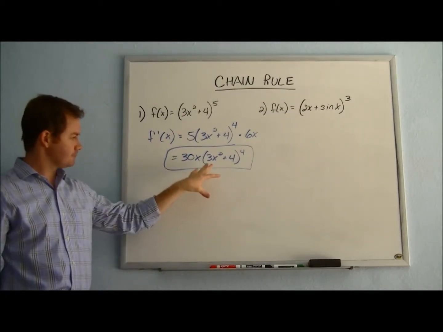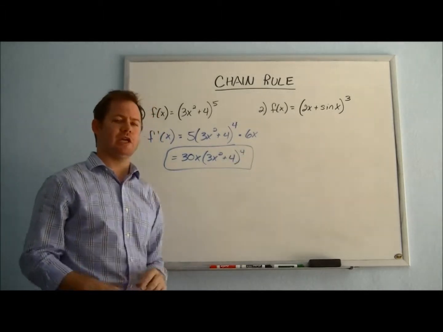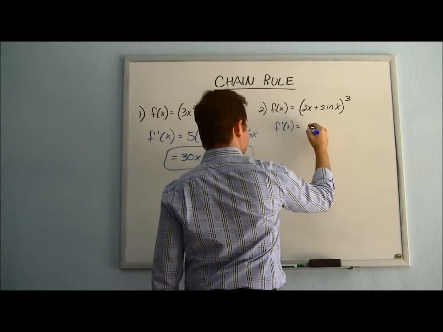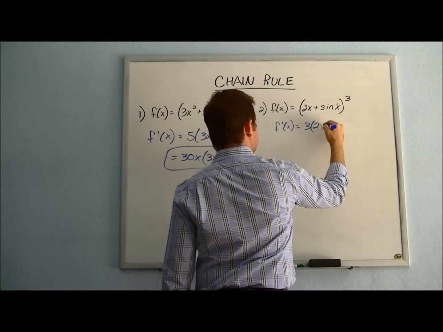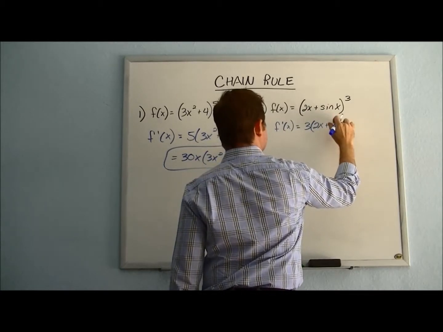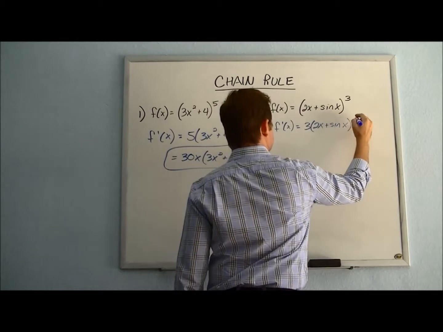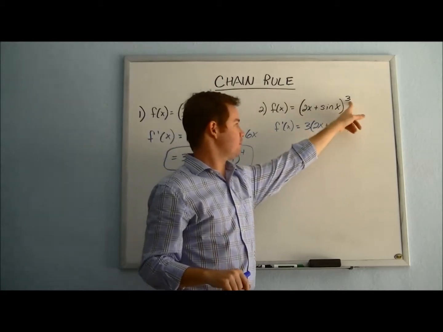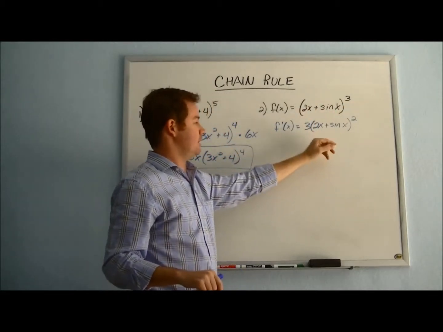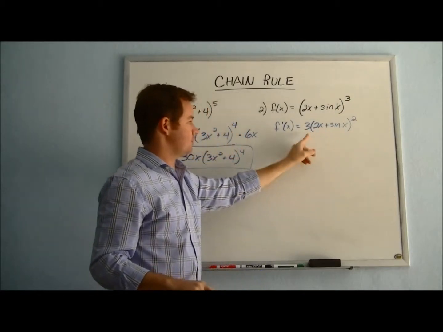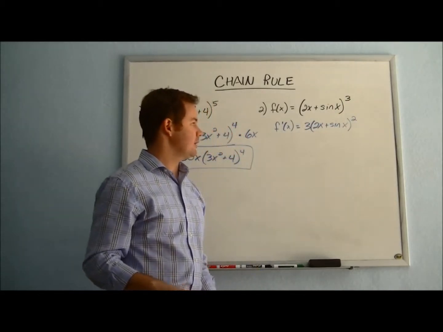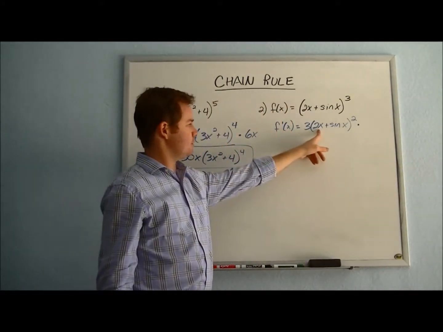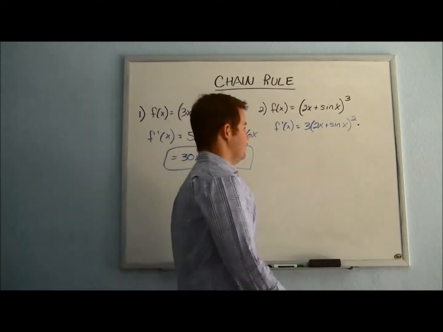Now let's try that same application on a slightly more challenging example in number 2. So here, for f prime of x, we're going to have 3 times (2x plus sine x) to the 2nd. So for this first part, we get this the same way that we use power rule. We multiply the coefficient times 3, and then we reduce the exponent by 1, which gives us 3 times this entire quantity squared. Now we have to multiply by the derivative of the inside. So here, the derivative of 2x, when we apply power rule, we get 2.